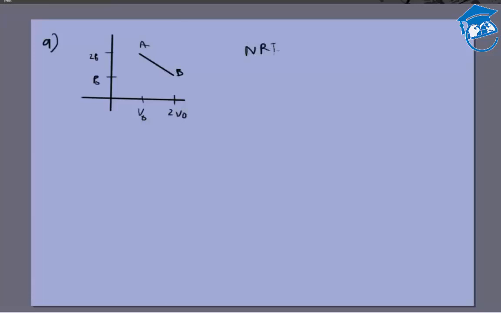So nRT is equal to PV. Obviously, n is a constant, which means T is equal to PV by nR. So for T to be maximum, PV by nR needs to be maximum. But nR is a constant, which means PV needs to be maximum.